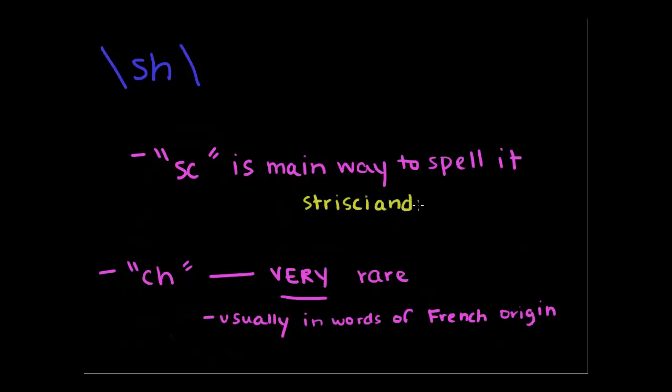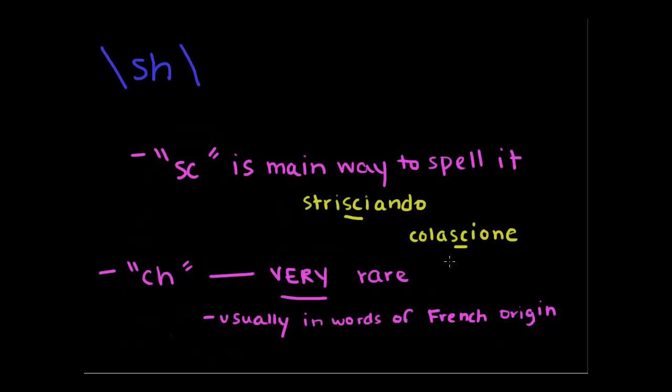Strisciando. See, SC for the sh sound. Another example is colashoni. Colashoni or colashone, either one. Again, SC for the sh sound. Okay, and CH, again, very rare.